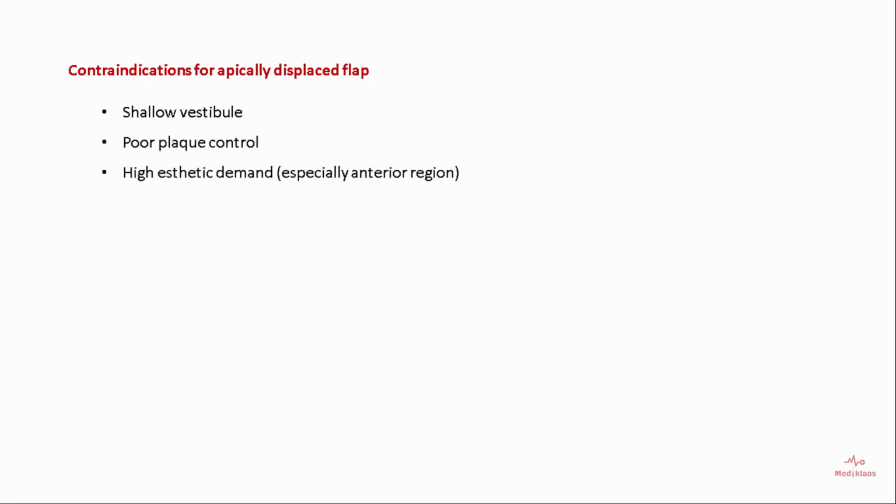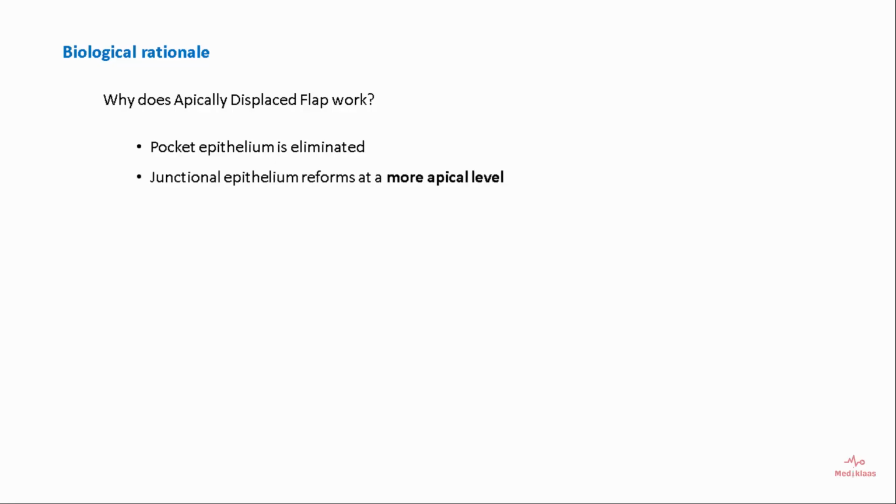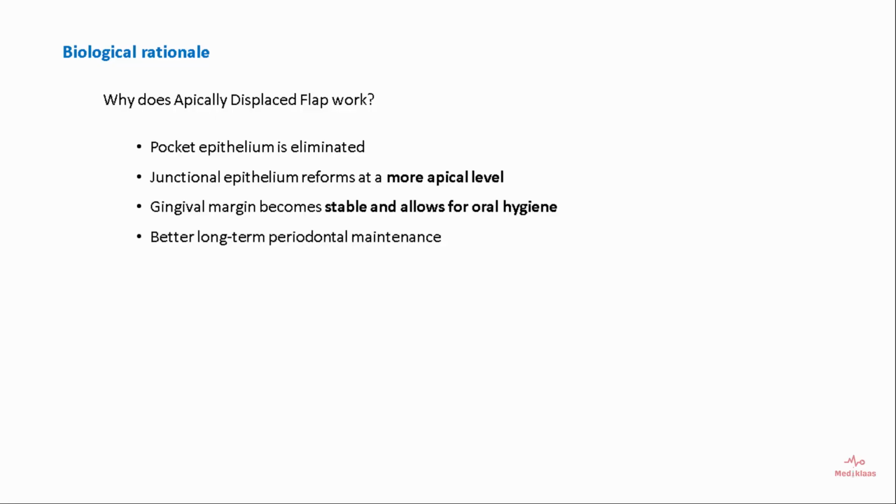Contraindications for apically displaced flap are shallow vestibule, poor plaque control, high aesthetic demand especially in the anterior regions, and presence of thin gingival biotype. So what is the rationale of apically displaced flap? Why does apically displaced flap work? The pocket epithelium is eliminated, junctional epithelium reforms at a more apical level, and the gingival margin becomes stable and allows for better oral hygiene. This allows for long-term periodontal maintenance.